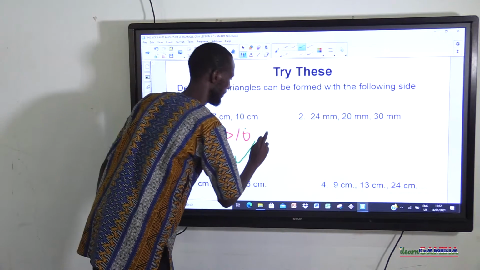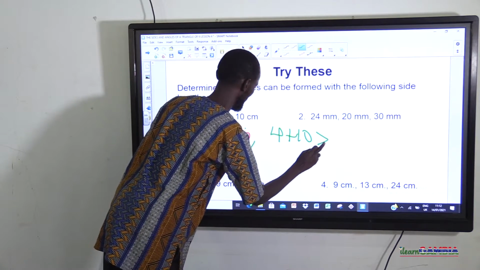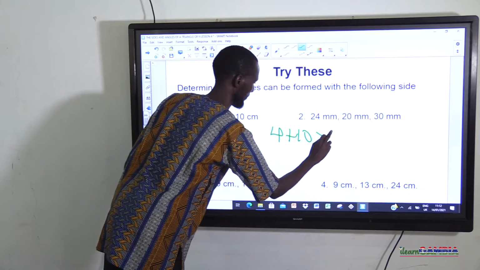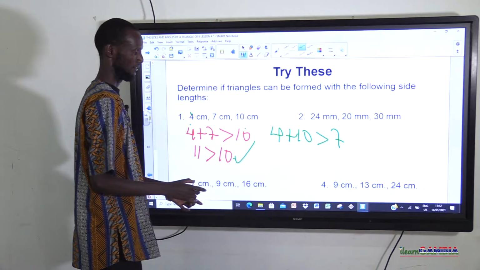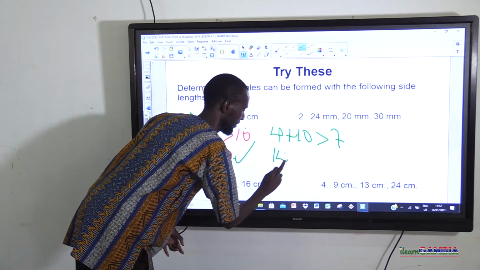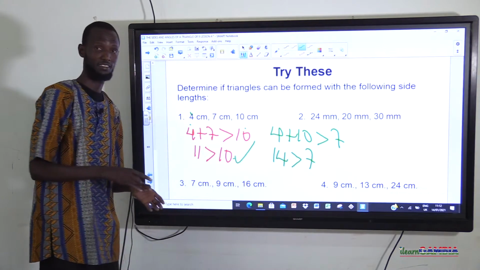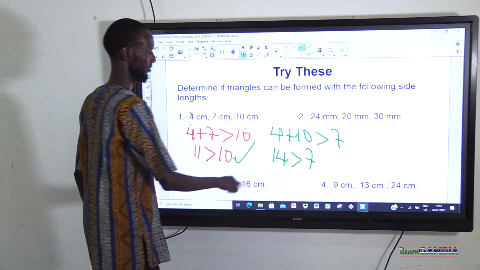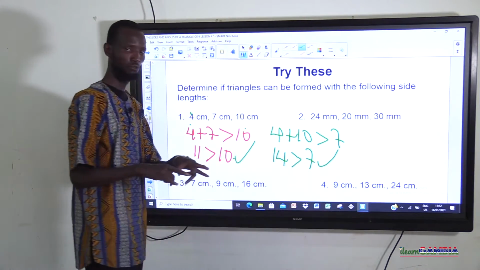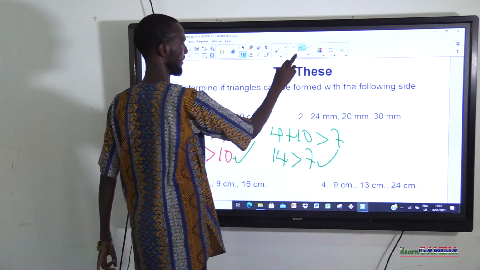So if we take the 4, you add it to the 10, will you get a number greater than the third side here, which is 7? And if you add 4 and 10, that will give us 14. Is 14 greater than 7? Yes, it is. So this also works. So 2 scenarios have worked, but there's one more to check, all right? We need to confirm all 3.